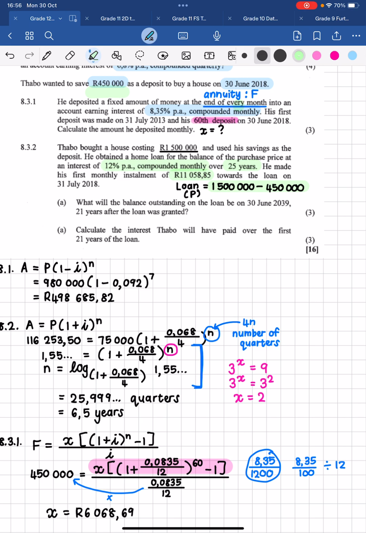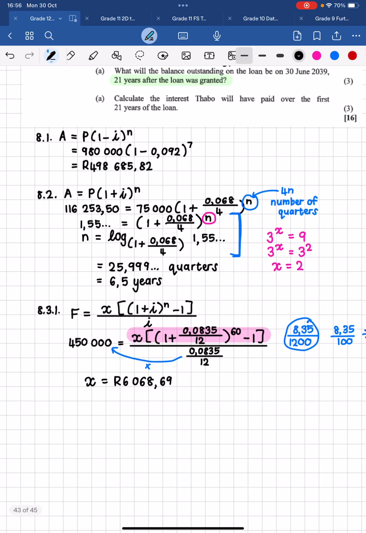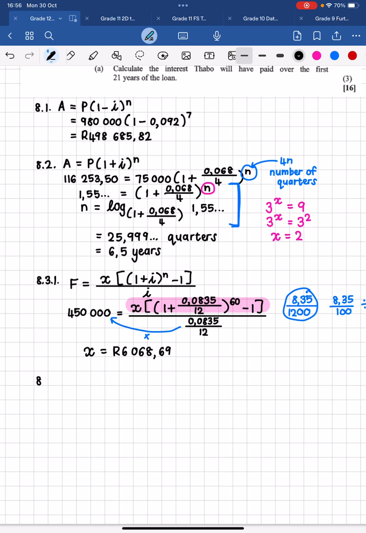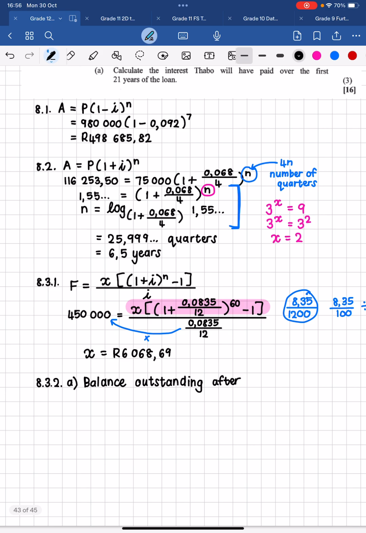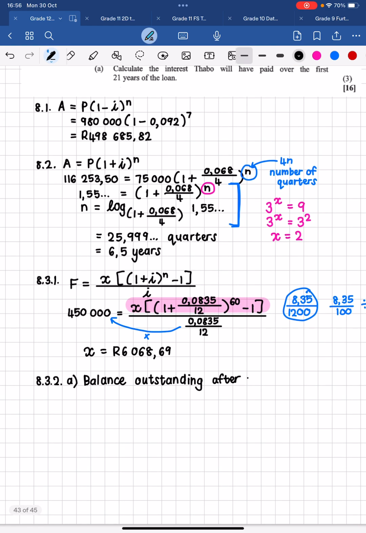Now, A, what will the balance outstanding on the loan be on 30 June 2039, 21 years after the loan was granted? Balance outstanding, guys. There are two ways in which you can calculate balance outstanding. I prefer the slightly longer way, 8.3.2a. The slightly longer way is using the future value formula. Sorry, I lost my train of thought there while I'm writing. Balance outstanding after, what did they say here? Was it 21 years? Yes.